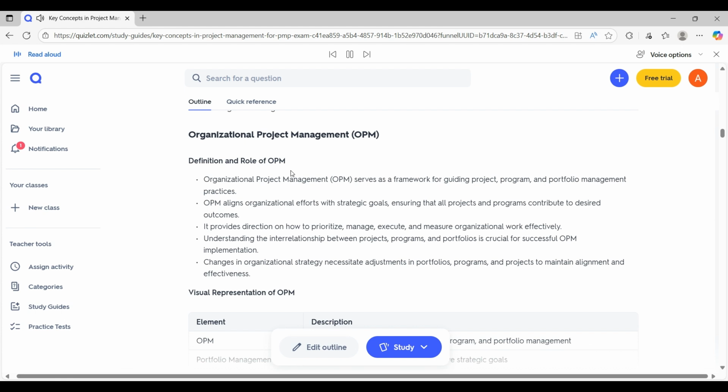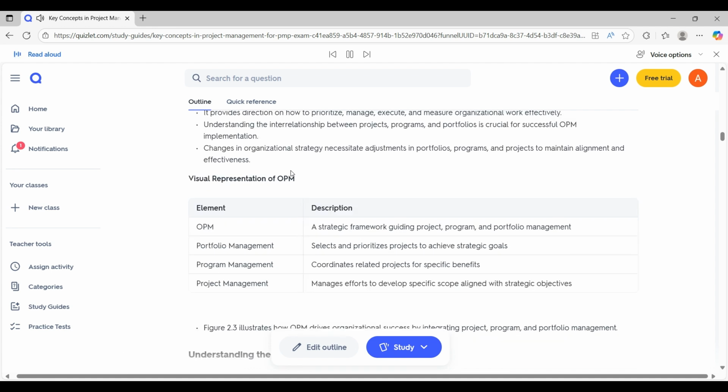Understanding the interrelationship between projects, programs, and portfolios is crucial for successful OPM implementation. Changes in organizational strategy necessitate adjustments in portfolios, programs, and projects to maintain alignment and effectiveness. Visual representation of OPM. Element.